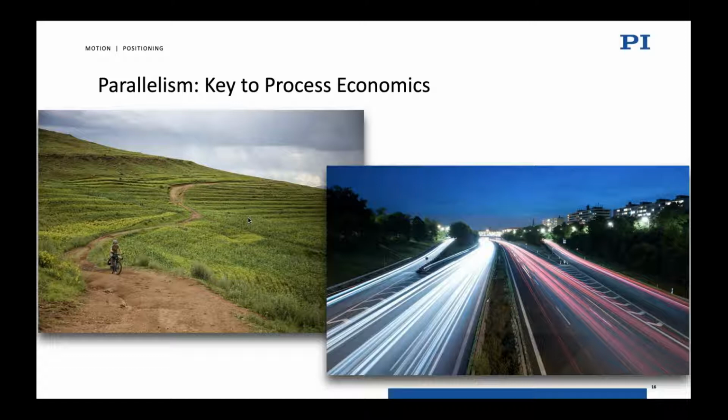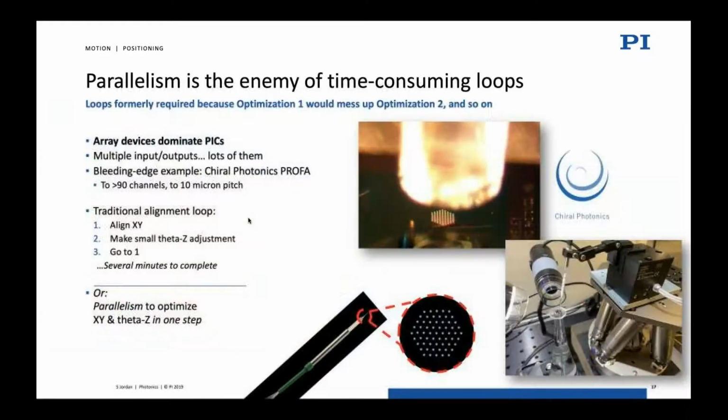Time is money. The wafers themselves, they're pennies for the silicon, and then a few dollars for the individual steps that go into it. But the total cost is dominated by that packaging. And so consequently, this alignment functionality is absolutely key to being able to make money on these systems or on these devices. So parallelism is what we use to eliminate those loops that I mentioned before, where you have to, for example, in the case of an array device, align in X and Y, make a small motion in theta Z, go back and fix X and Y over and over again.